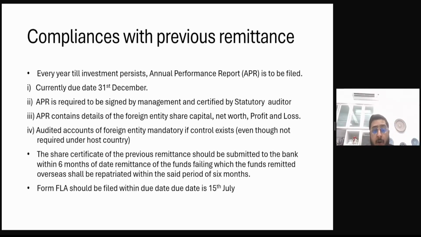Then also a form FLA is required to be filed. Now, form FLA: any company who has received FDI or who has made an ODI will have to file a form FLA. Currently, the due date is 15 July. We'll discuss it more when we go into the form section.